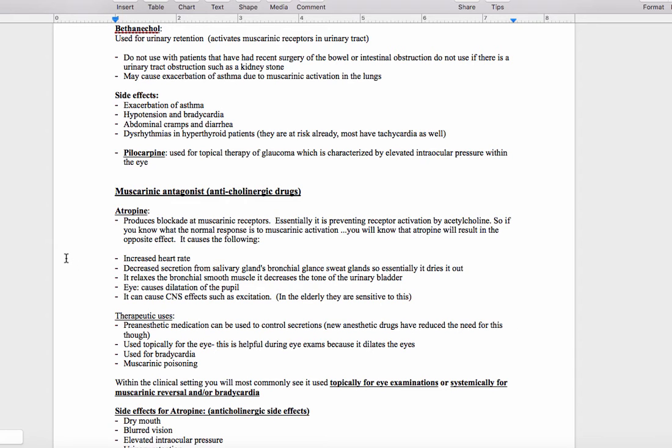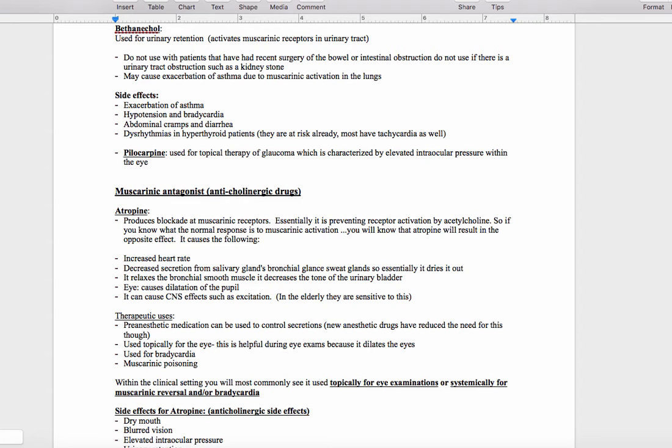So what this is doing is producing a blockade at the muscarinic receptors. It's essentially preventing that receptor activation by acetylcholine. Because remember, acetylcholine is the one that typically works within your parasympathetic nervous system. So if you know what the normal response is to muscarinic activation, you'll know what atropine will result in, because it will be the opposite, since it's an antagonist.